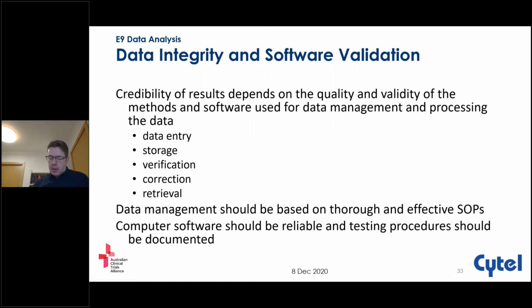In E9, this is the last thing I'm going to talk about from the first part of E9. There's also a section on data integrity and software validation. And again, for the first time, it talked about the credibility of results being dependent on the quality and validity of the methods and software used not just for the analysis, but also for the data management, data entry, storage, verification, correction, and retrieval. And so E9 does talk about the ability and the fitness for purpose of the software that is used for all of these processes.